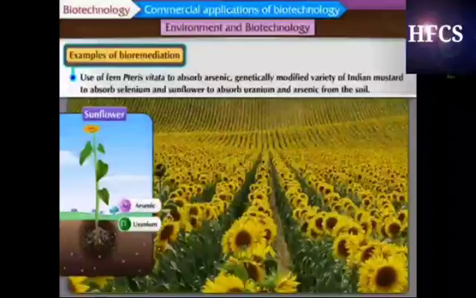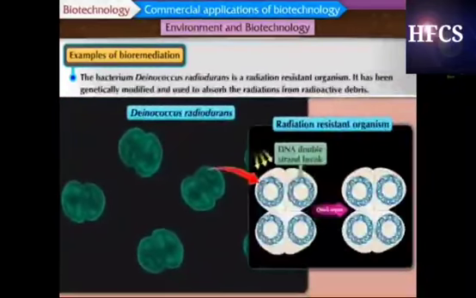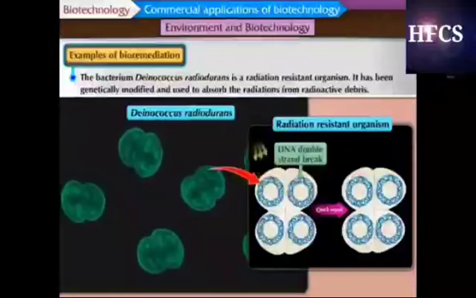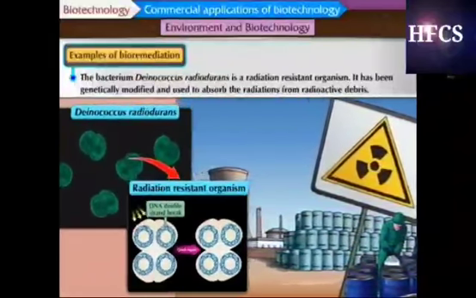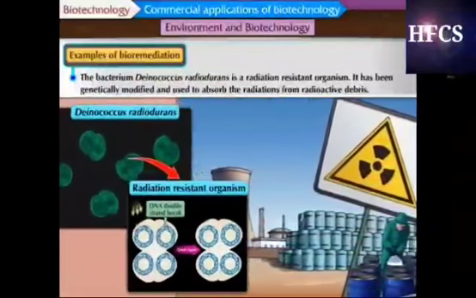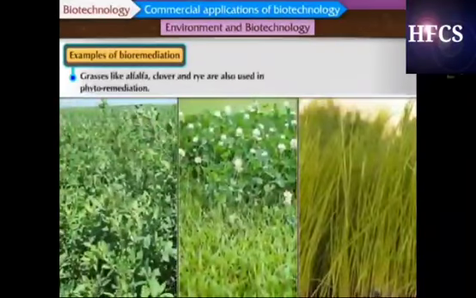The bacterium Deinococcus radiodurans is a highly radiation-resistant organism. It has been genetically modified and used to absorb radiations from radioactive debris. Grasses like alfalfa, clover, and rye are used in phytoremediation.